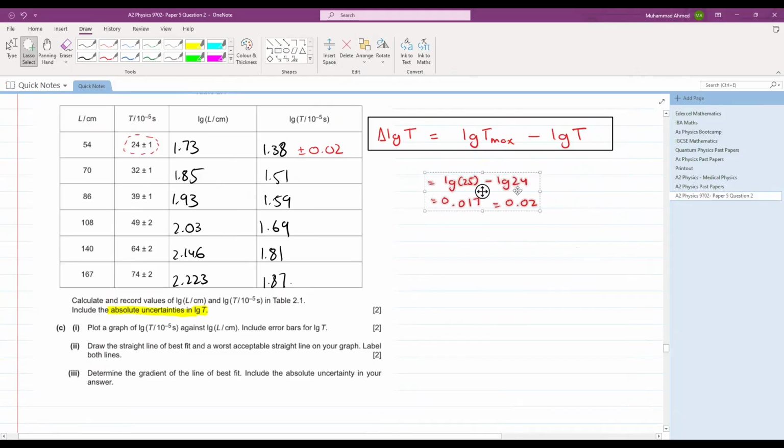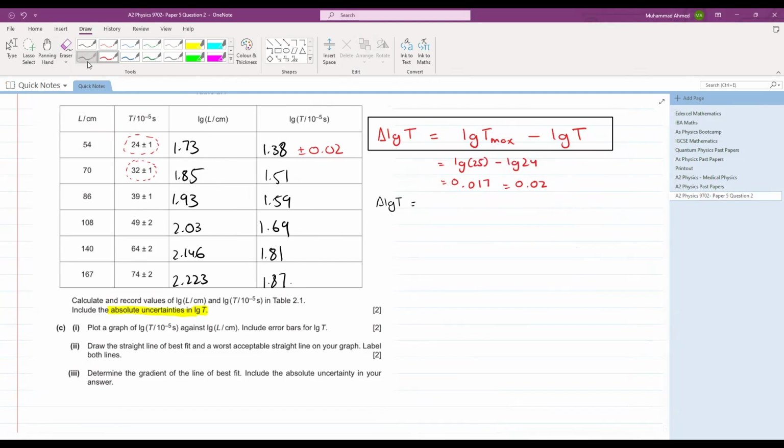This is the first row getting done. Let's apply it to row number 2. If you want to calculate the absolute uncertainty in lg T, what will be the maximum value from the second row? 33. lg 33 minus lg 32. Can you calculate this answer? Yes, obviously 33 minus 32. This comes out to be 0.013. If rounded off to one significant figure, this will be 0.01.